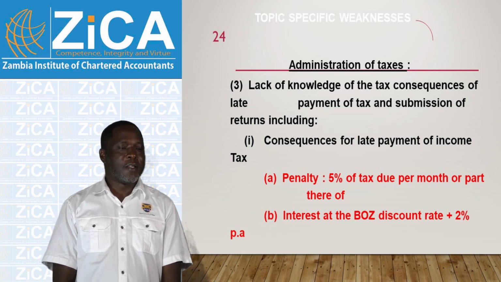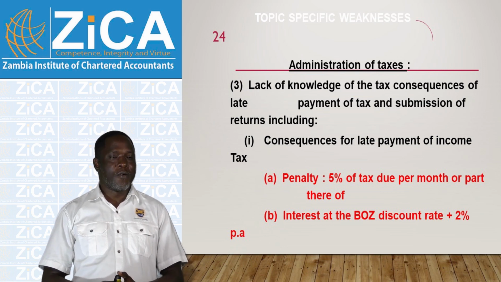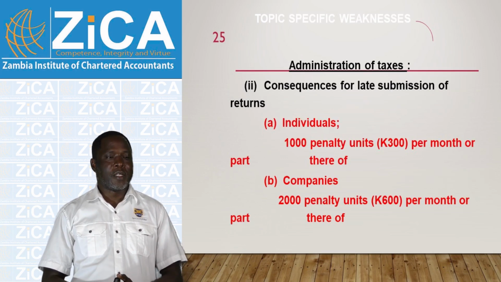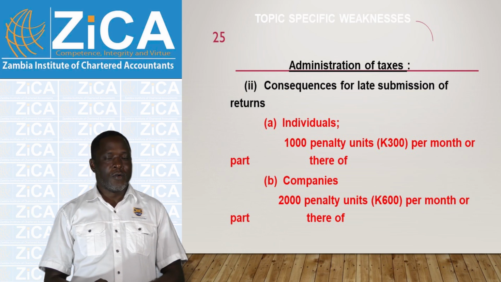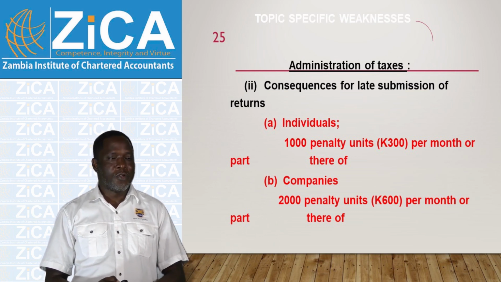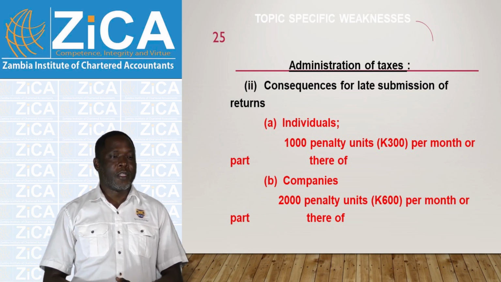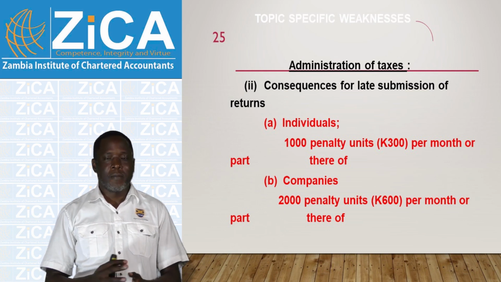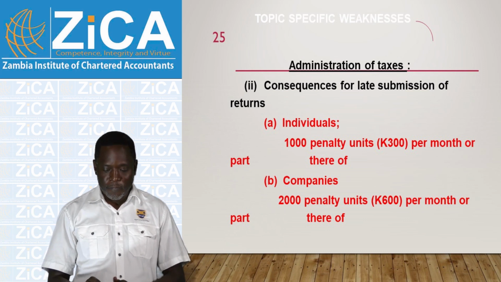You'll be able to score easy marks by being able to explain the consequences arising from the late payment of income tax as well as the late submission of returns. For late submission of returns, the consequences depend on whether the taxpayer is an individual or a company. If the taxpayer is an individual, the penalty is 300 kwacha per month or 1,000 penalty units per month or part thereof. If the taxpayer is a company, then the penalty is 2,000 penalty units, which is the same as 600 kwacha per month or part thereof.